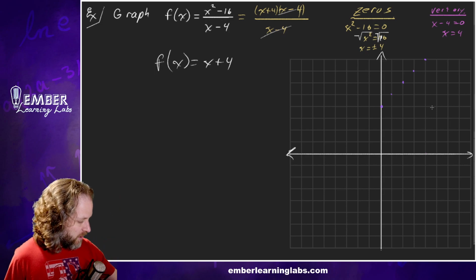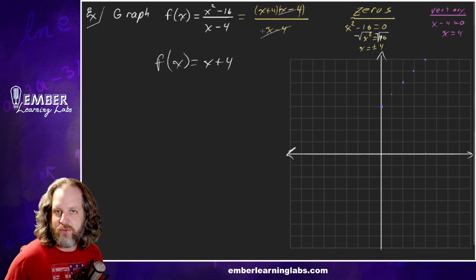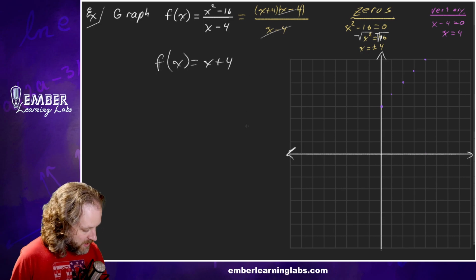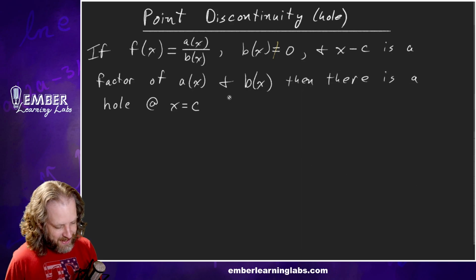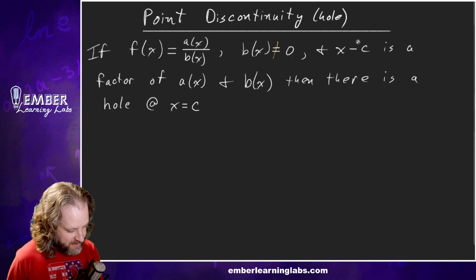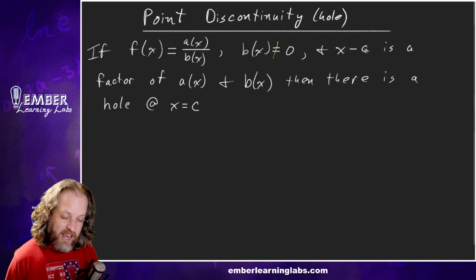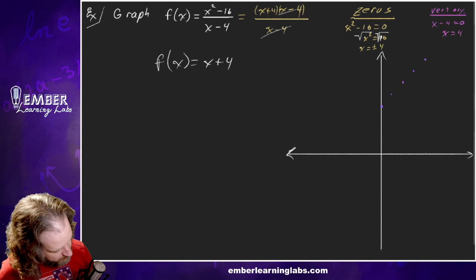So there's a hole at the opposite sign of whatever one we canceled, right? Because it's the x minus c. If we go back and look at the instructions, it's got a hole at x equals c, and the x minus c is the factor. So we've got to flip that sign in order to figure out where the hole is. So let me put this back in.